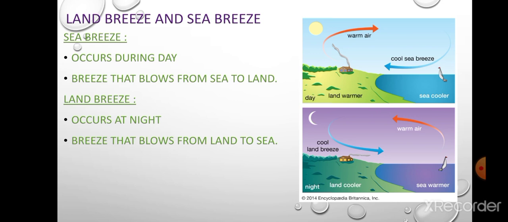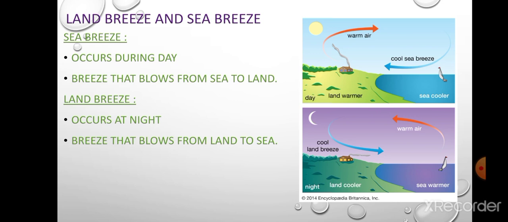Now as the land gets heated, the air above the land gets heated and goes in which direction? It will move in the upward direction. Then the cool air from the sea rushes to take its place. So the breeze that blows from the sea to land, that is known as what type of breeze? That is known as sea breeze.